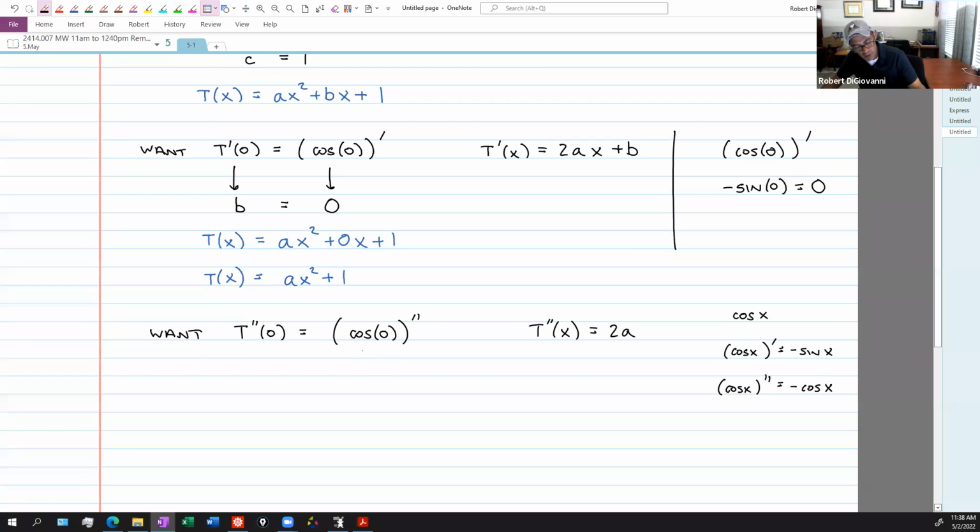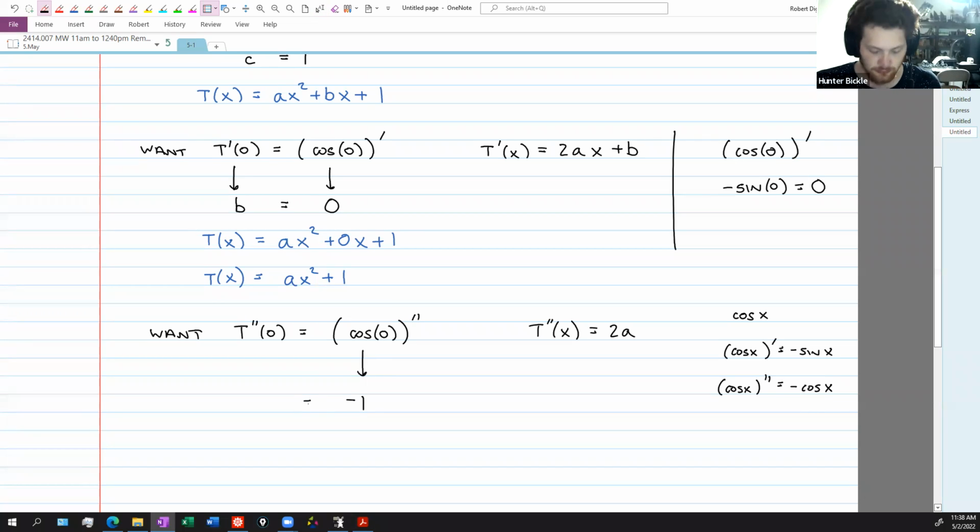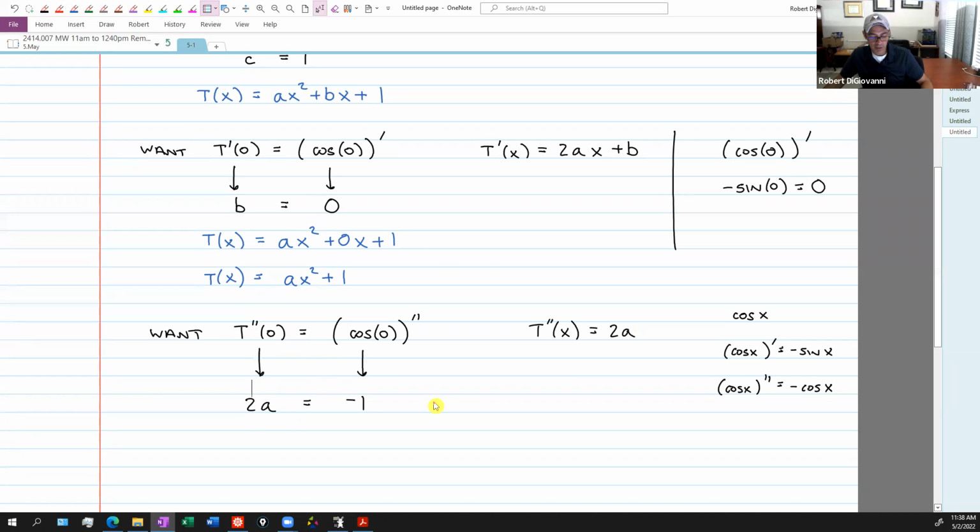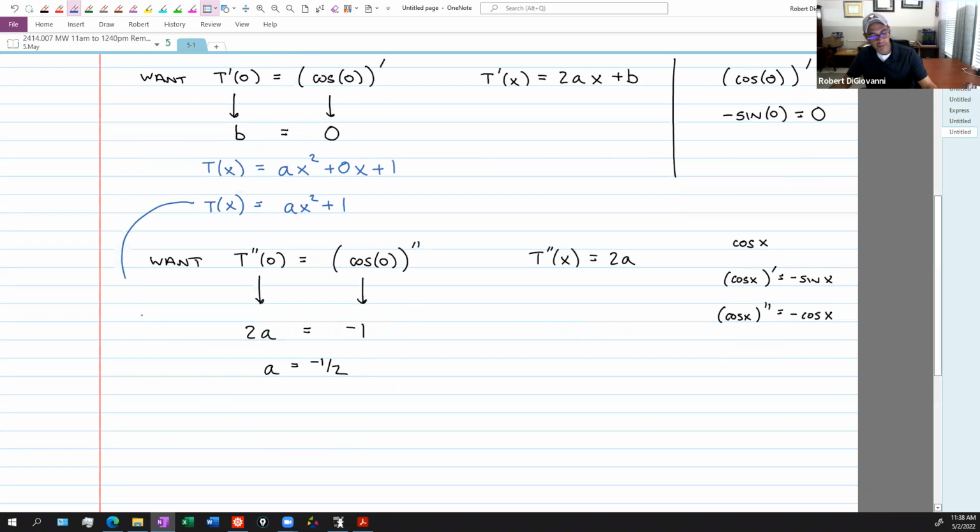And then if we plug 0 into the second derivative here, what would you get? Negative 1. And we want 2a, which is the second derivative of T at 0, to be equal to negative 1, which means a would need to be negative 1 half. So I have my final construction for the function we're approximating. It'll be negative 1 half x squared plus 1. That should be my approximation.